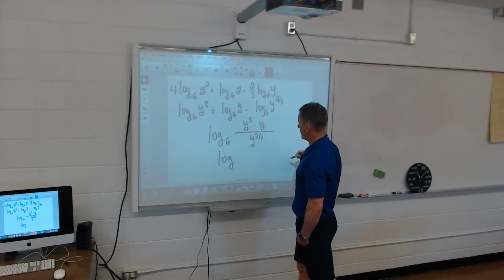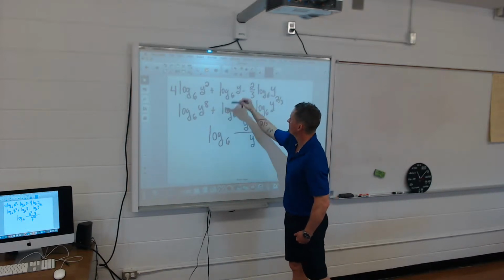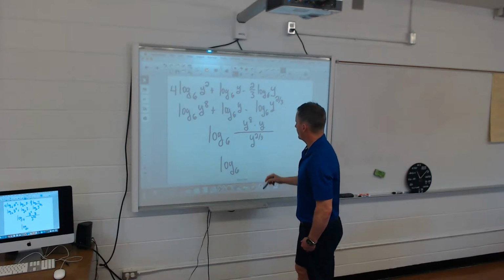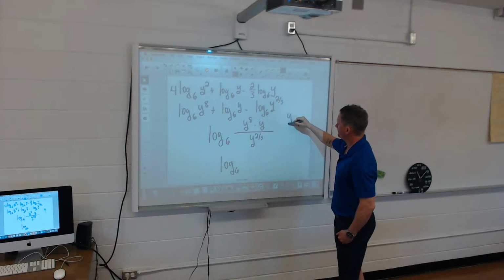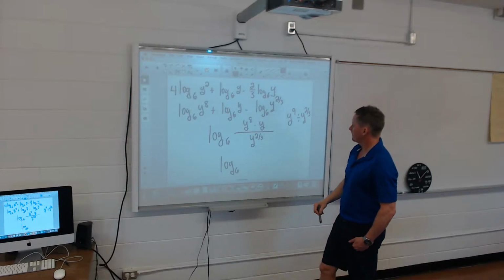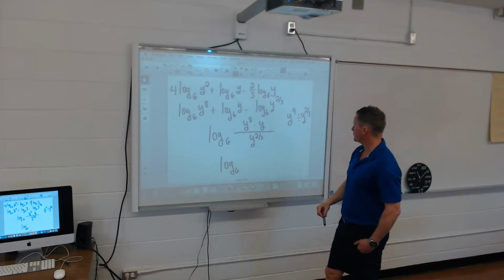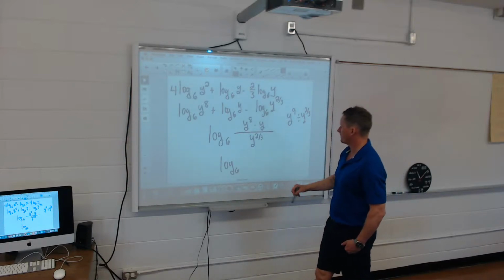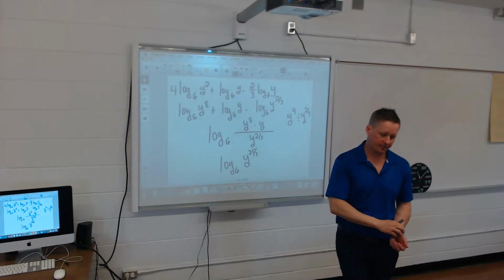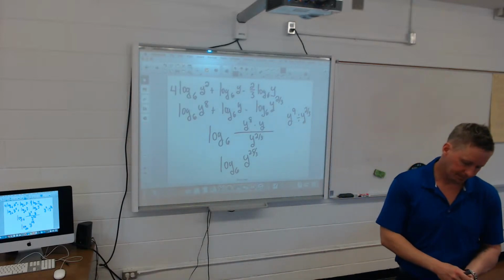I don't really need this line. I'm just going to move this lower. So this becomes log base 6 of y to the 9 divided by y to the 2/3, which means I have to subtract the exponents. So that looks like it will be 25 over 3. And I have that as a single logarithm.